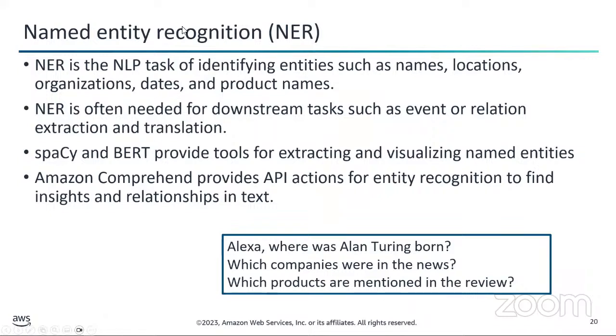Then the third type is named entity recognition. NER, or named entity recognition, is the NLP task of identifying entities such as names, locations, organizations, dates, and product names. NER is often needed for downstream tasks such as event or relation extraction and translation. spaCy and BERT provide tools for extracting and visualizing named entities. Again, Amazon Comprehend provides API actions for entity recognition to find insights and relationships. And spaCy also has an excellent set of tools for extracting and visualizing named entities.